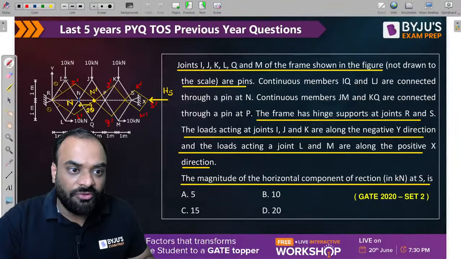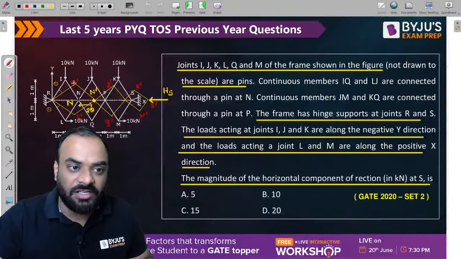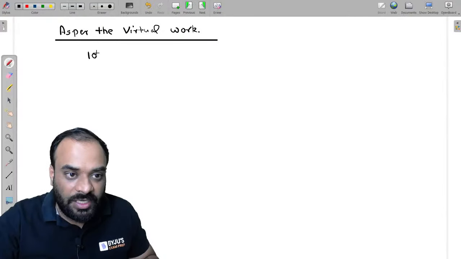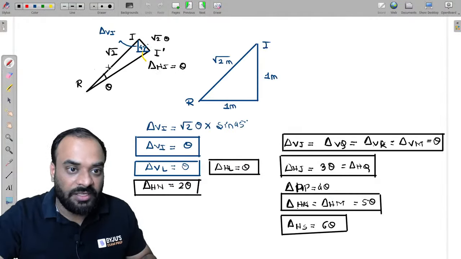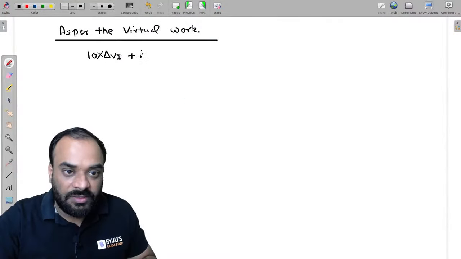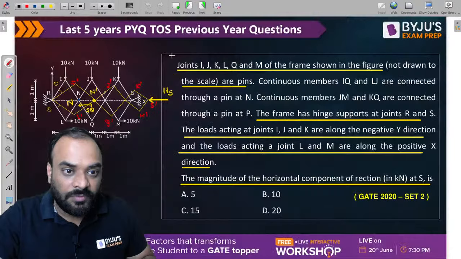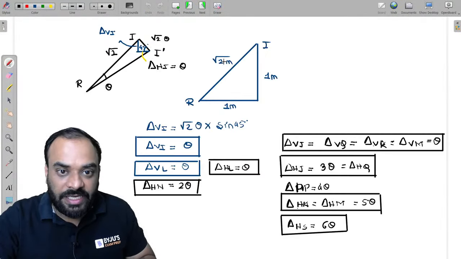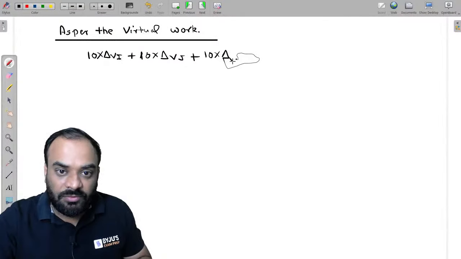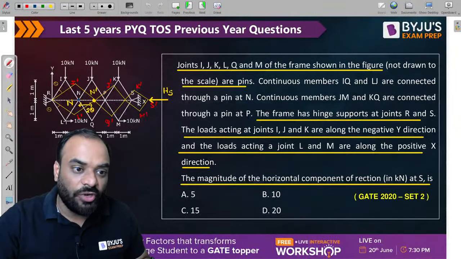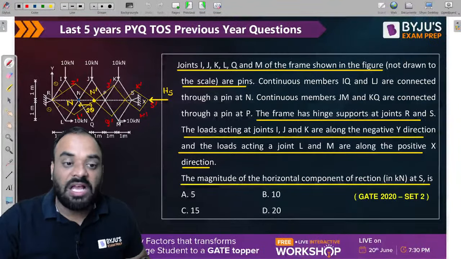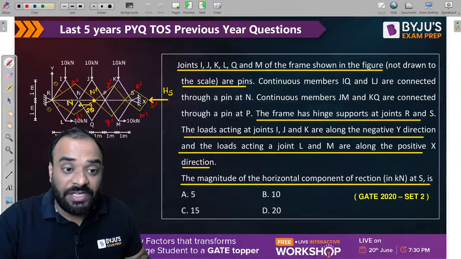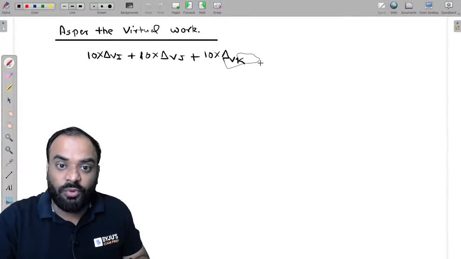Tell me guys, in the direction of I, what is our displacement? Vertical displacement, and at the point of I, we have vertical load also. So we can write here 10 into delta Vi, plus 10 into delta Vj, plus 10 into delta Vk also, right? Now guys, at joint L and at joint M, we have only horizontal load. At joint Q, there is no load, so we will not consider any kind of work done over here. So at joint L and at joint M, we will consider horizontal work done, and both are positive in nature.